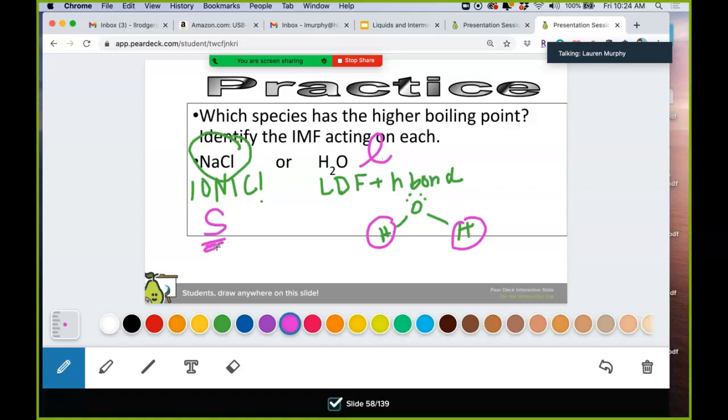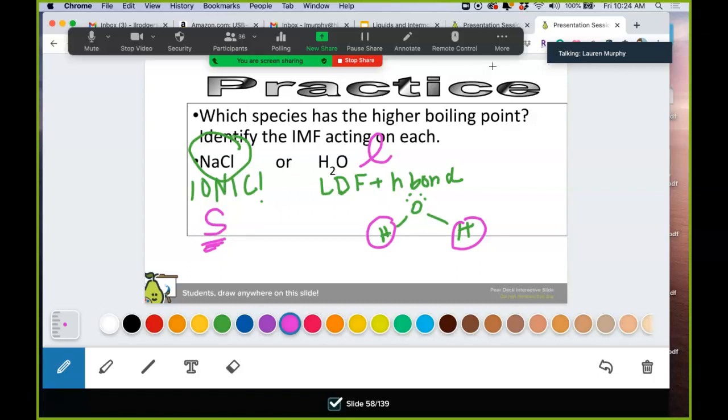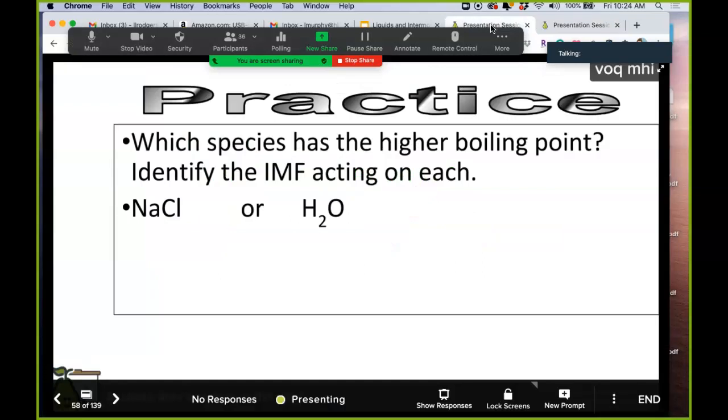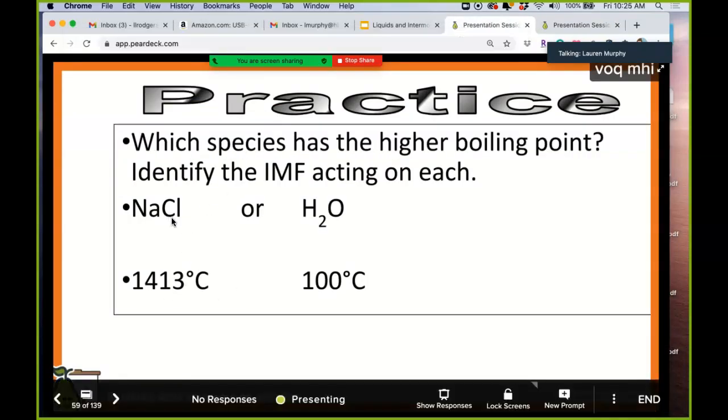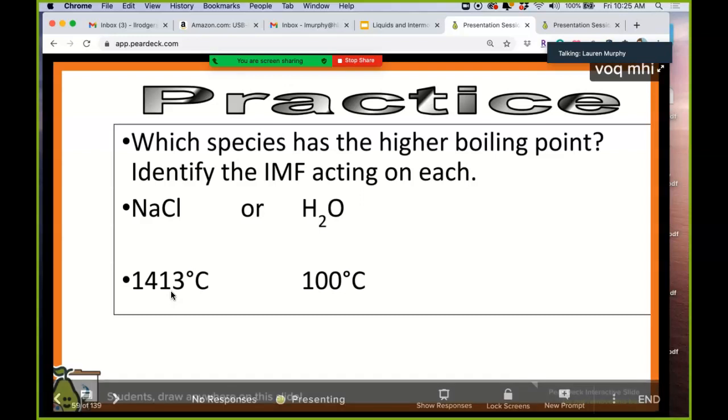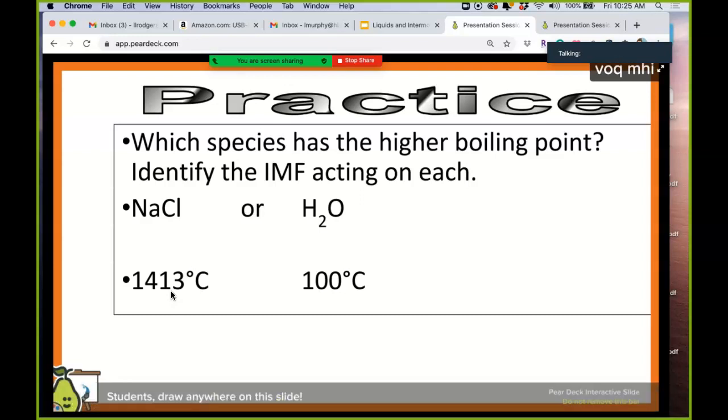Things that are solid have really, really strong intermolecular forces, right? Because things are really attracted to one another. Okay? Questions? So look, this is the temperature at which salt boils, right? To try to get a solid salt, sodium chloride, to turn into a gas takes huge amounts of energy.